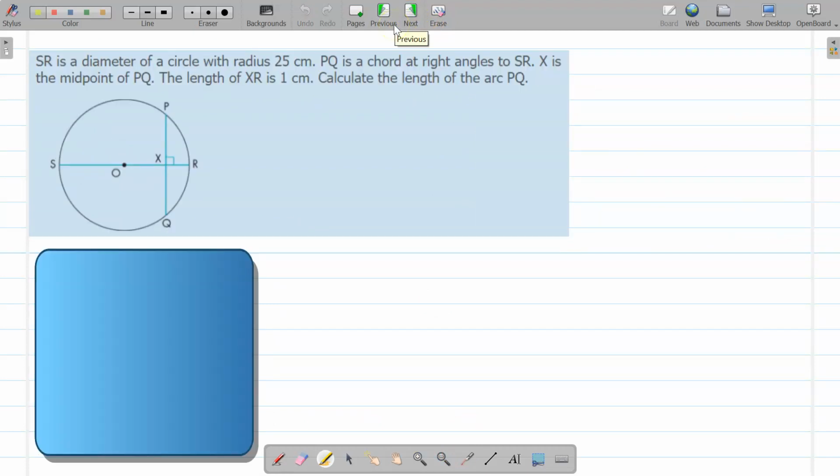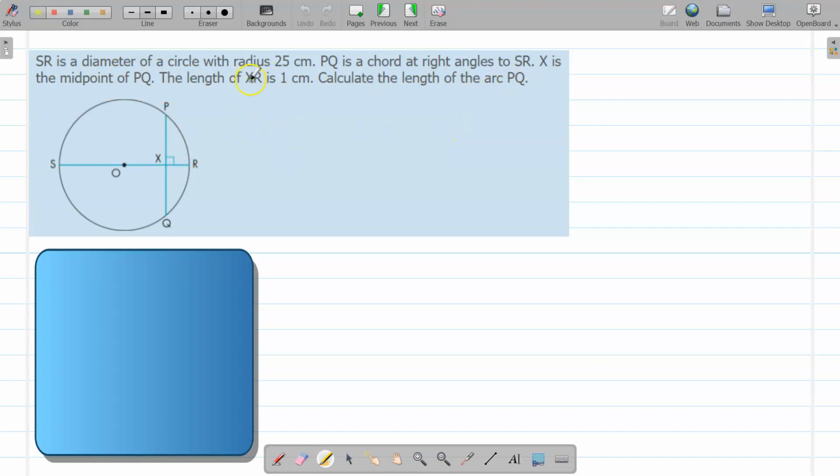And this one concerns a circle. No right-angled triangles visible anywhere, but that's what we're going to work on. So we're told some information. SR is a diameter. That means it's going right through the middle of the circle, 25 centimeters long. PQ is a chord. That's a line that cuts from one side of a circle to another. It's cutting the diameter at 90 degrees. Various information there to support it.